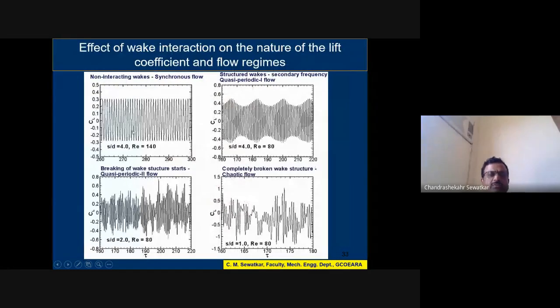So here I have non-interacting wakes, which lead to synchronous flow, structured wakes, which lead to quasi-periodic flow, breaking of wake structure starts, which leads to quasi-periodic 2 flow, and completely broken wake structure, which leads to chaotic flow.